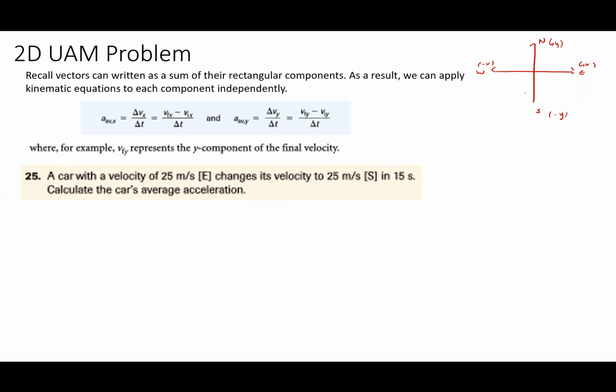We also need to understand that vectors can be written as a sum of their rectangular components, right? Like if you had a velocity vector, let's call this the initial velocity vector, you can break it down into its x component and its y component, right? Similarly, if you had an average acceleration vector, you can break it down into its x component and its y component. All vectors can be broken down into a sum of their components. So you can apply these formulas to either component, but you have to do it separately. You can't combine x components with y components and vice versa.